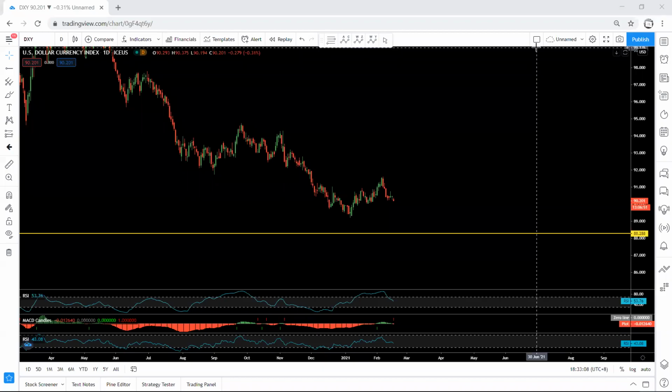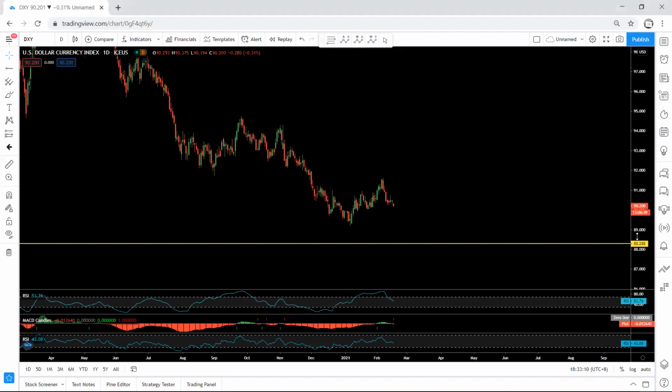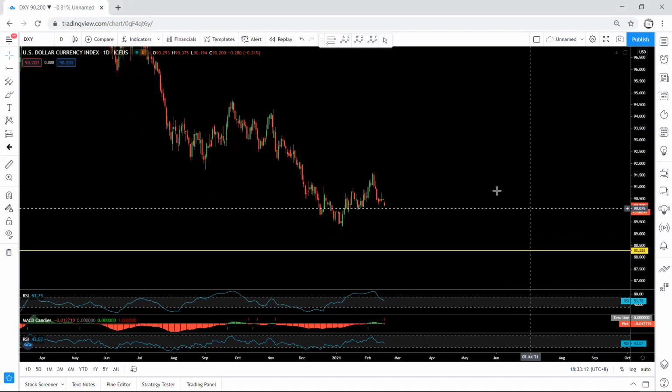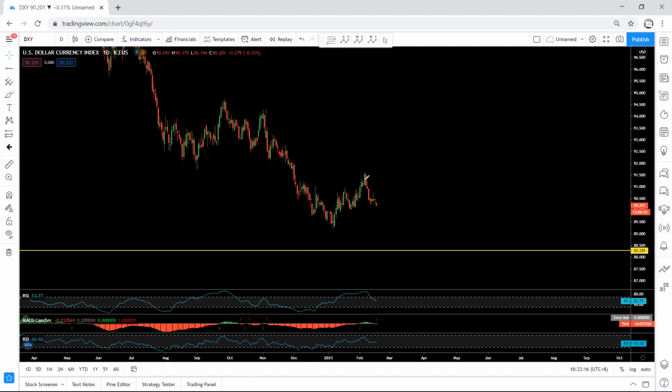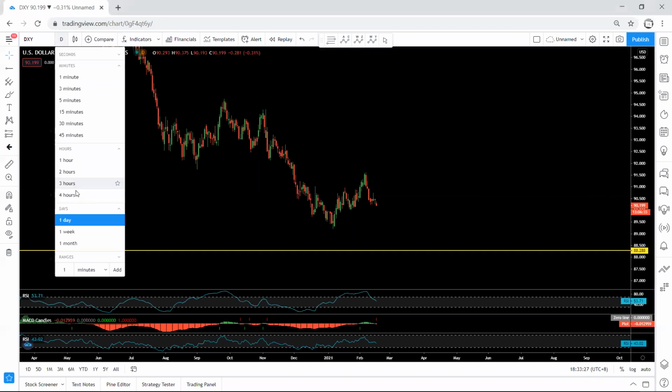Dollar index, we start with the daily chart. Okay, we have mentioned that we are looking for a buy for the long term. The only question was whether we can get the buy from here or the price can drop before we get the buy. Okay, now we want to see how we can trade this on a lower time frame.